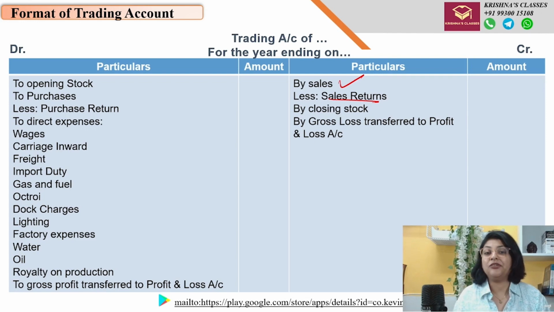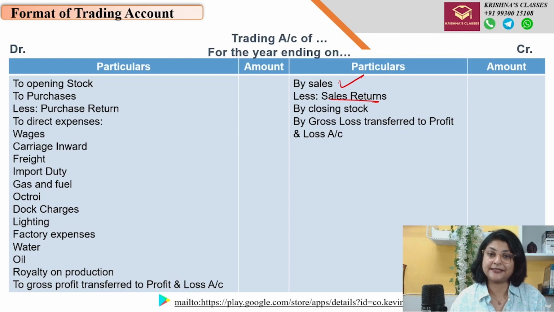On the debit side, you have opening stock. Stock at the beginning of the year is known as opening stock. Then you have purchases. Same as sales, we have purchase return also. Purchases can be cash purchases and credit purchases. Purchase of goods is known as purchases. Then purchase return is deducted from purchases.